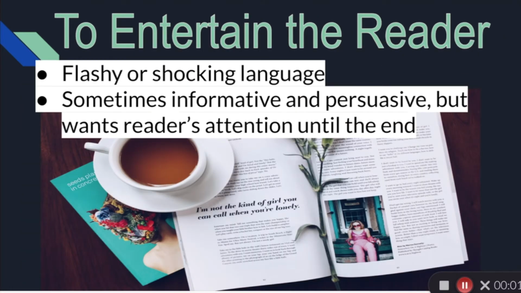Another purpose that a writer might have for writing something is to entertain. Entertainment reading is often seen nowadays on the internet, and it's sometimes hard to differentiate between entertainment writing, persuasive writing, and informative writing. The authors often use flashy language and data to grab the reader's attention. Authors will also often conflate the three together because most news organizations are a business after all.